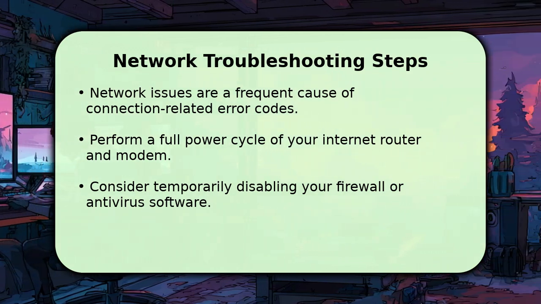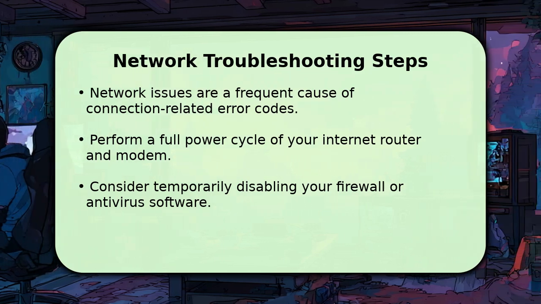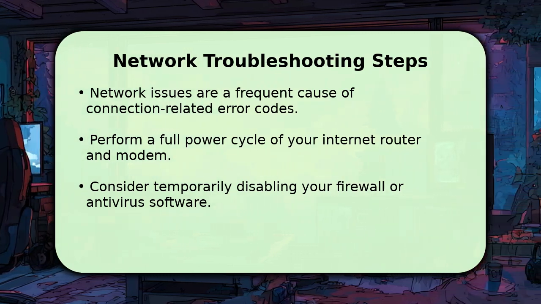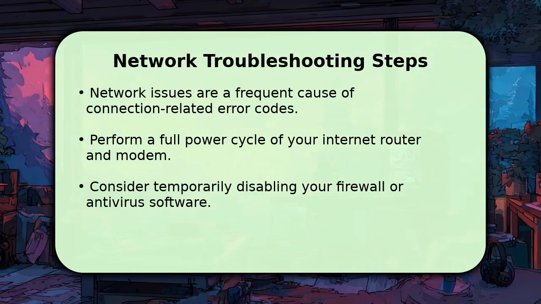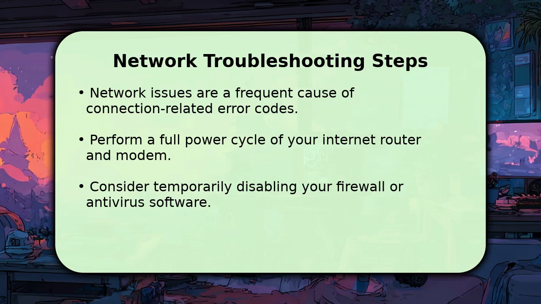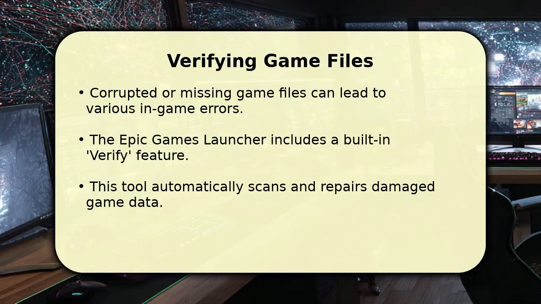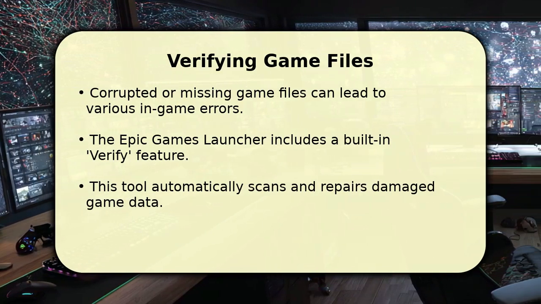Sometimes, changing your DNS servers to public ones, like Google's 8.8.8.8, can resolve these connectivity problems effectively. This helps ensure your computer can properly communicate with the game servers without interruption. Corrupted or missing game files frequently cause unexpected errors, including error code 2.